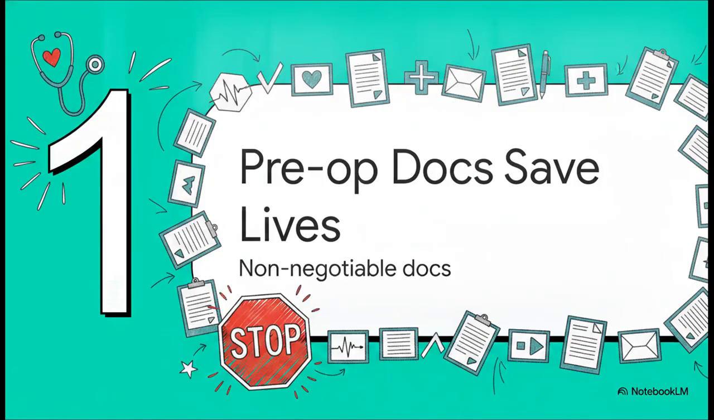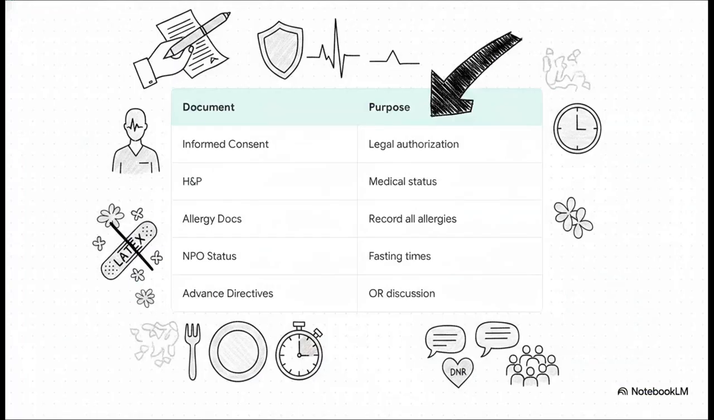Section 1. Pre-op docs save lives. This is your non-negotiable required document set. Listen, these are your absolute non-negotiables. If a single one of these is missing, it's an immediate stop-the-line event. You simply do not proceed. On the CST exam, you're going to be tested on your ability to quickly recognize these documents and know exactly what to do when one is deficient.